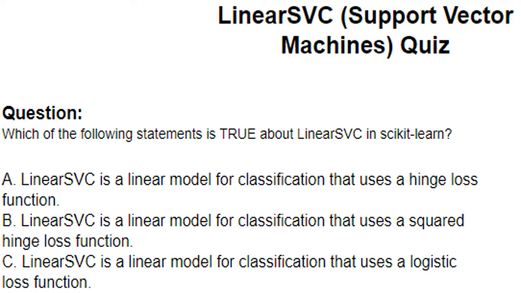Linear SVC is a linear model for classification in sklearn. It uses a hinge loss function for training, which encourages correct classification and penalizes misclassifications. It's particularly effective for high-dimensional datasets and binary classification problems.